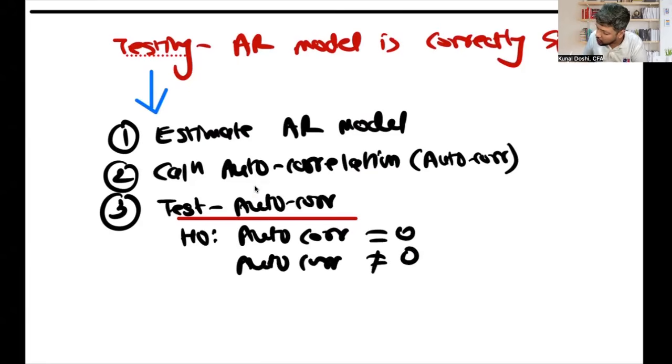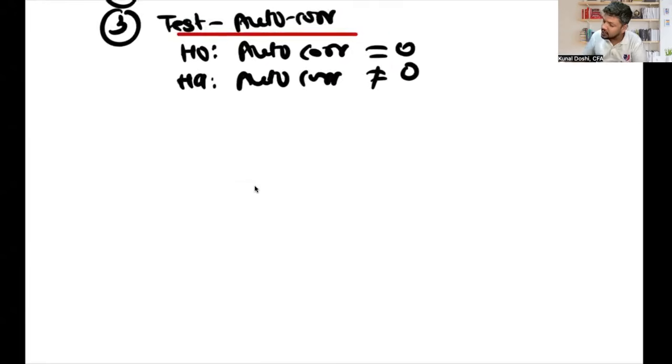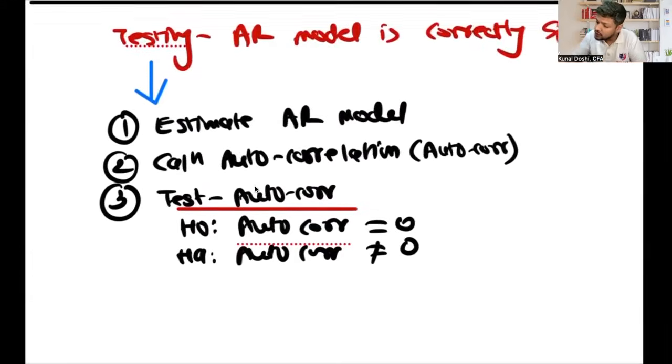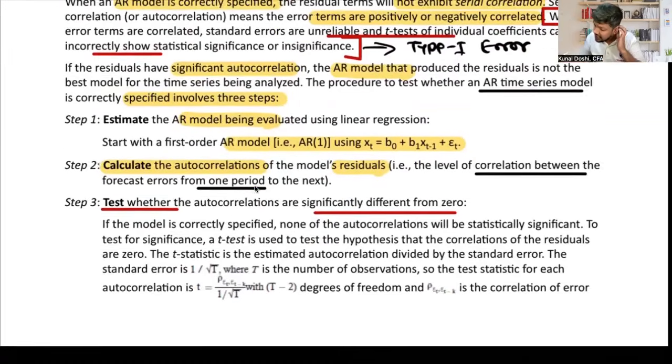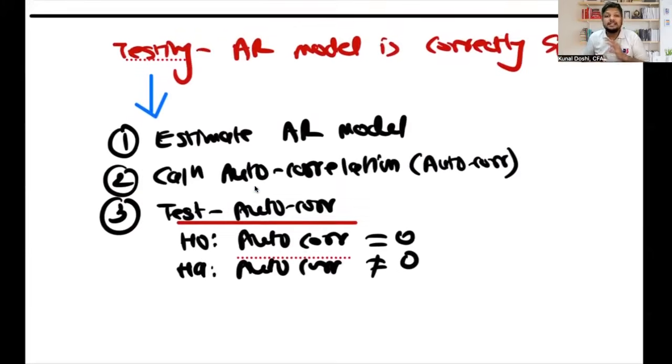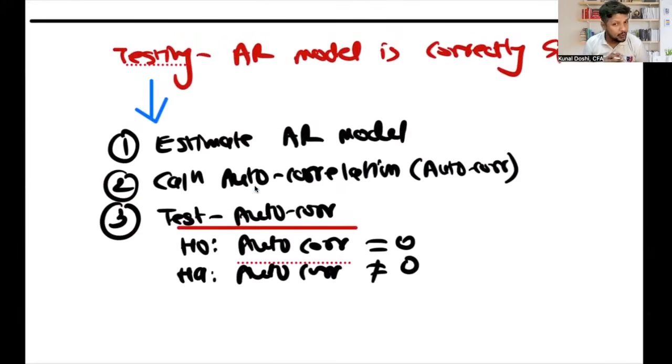So whether it is zero or not zero, this is what is going to be my major test. What is the outcome here and which test am I going to use? We are going to use a t-test. If the model is correctly specified, none of the autocorrelations will be statistically significant. Statistically significant means they are not equal to zero. So guys, if they are not equal to zero, is my model correct or incorrect?